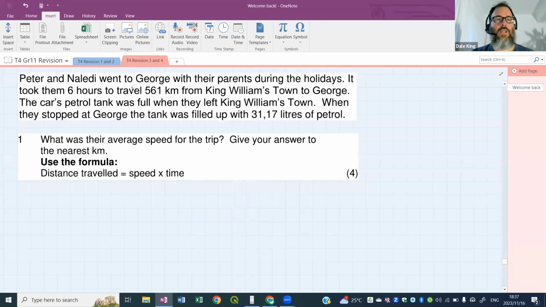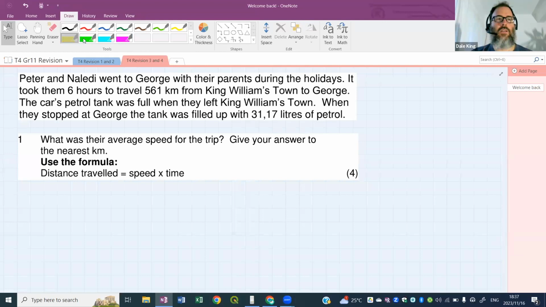All right. Peter and his sister went to George with their parents during the holidays. It took them 6 hours to travel 461 kilometers from Kings William Town to George. The car's petrol tank was full when they left Kings William Town. When they stopped at George, the tank was filled up with 31.17 liters. First of all, question number one, what was the speed of the trip? Give your answer to the nearest kilometer.